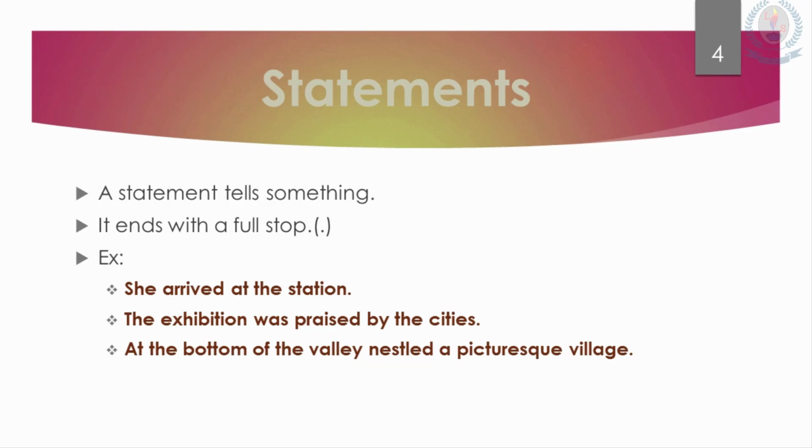The first type of sentence is statements. A statement tells us something. It always ends with a full stop. First example is, she arrived at the station. Second example, the exhibition was praised by the critics. Third example is, I stepped out the back door into the garden. Here, all these 3 sentences tell us something, and they all end with a full stop. So, they are called statements.